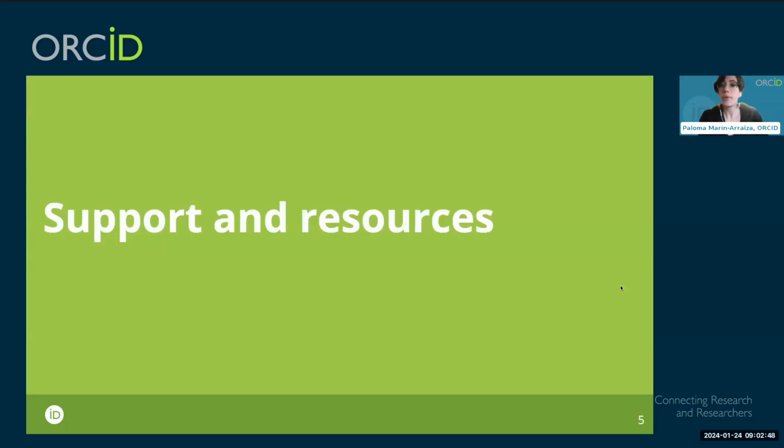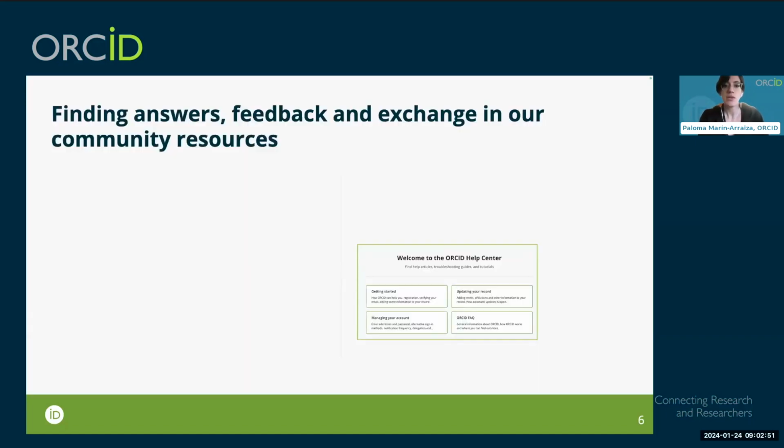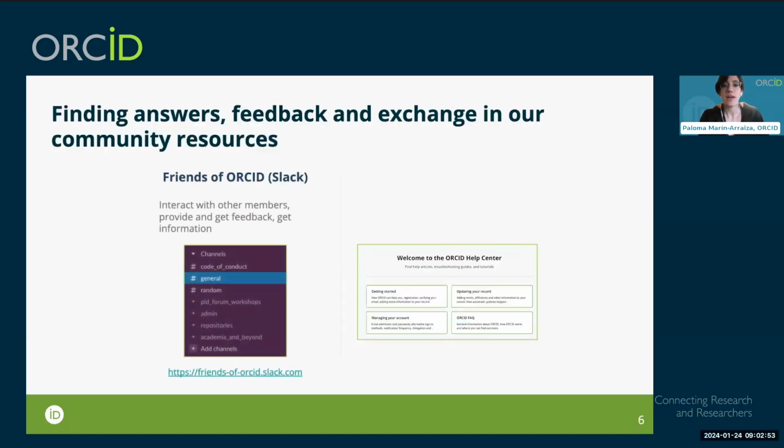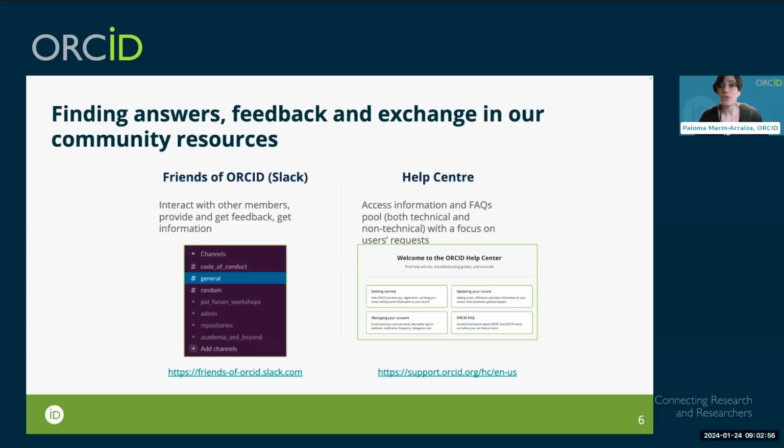Let's begin with the part about the support and resources. So finding answers, feedback, and exchange in our community resources is the best way to start. We have basically two very good platforms. The first one is Friends of ORCID, which is a Slack channel in which you could interact with other member organizations. You can also provide and get feedback and also get information. And there we have a general channel where you can basically interact with the community. And also we have channels about events and also about product updates.